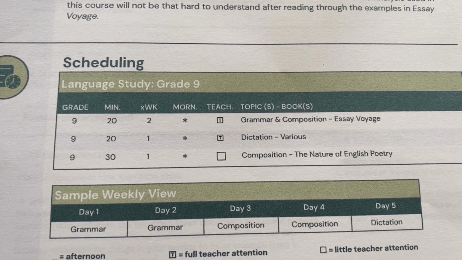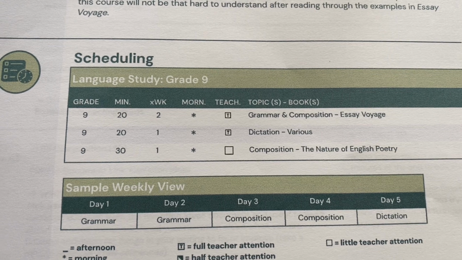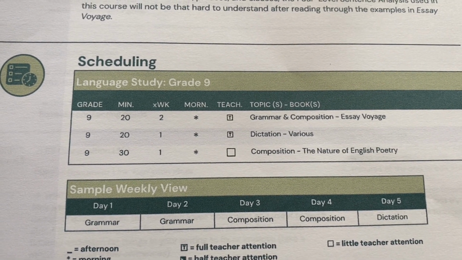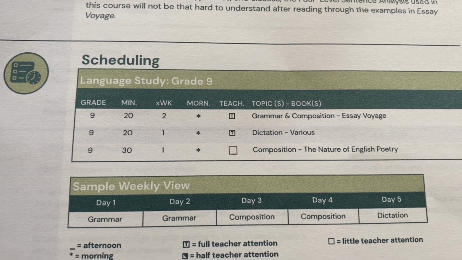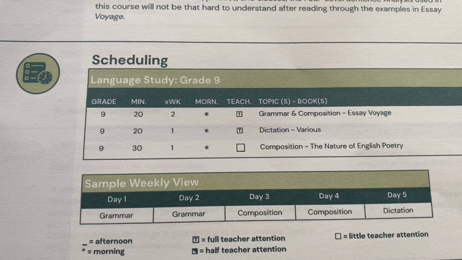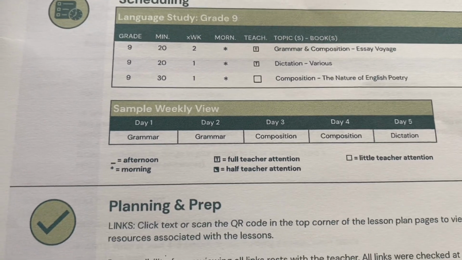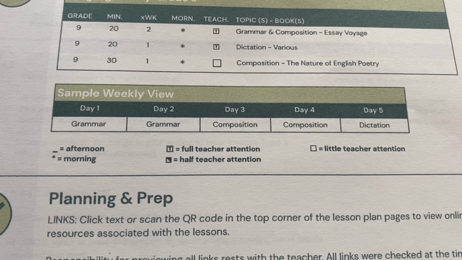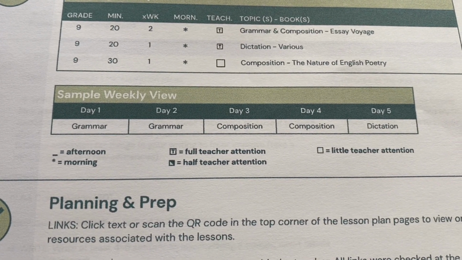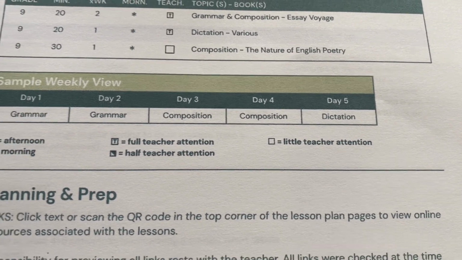So for grade 9, it says here 20 minutes, 2 times a week, you'd be doing grammar and composition. And then 20 minutes, 1 time a week for dictation, and 30 minutes, 1 time a week for composition, the nature of English poetry. So this is for grade 9 language arts. And it just shows you a sample of a weekly schedule. So day 1, they would say grammar, day 2, grammar, day 3, composition, day 4, composition, and day 5, dictation.